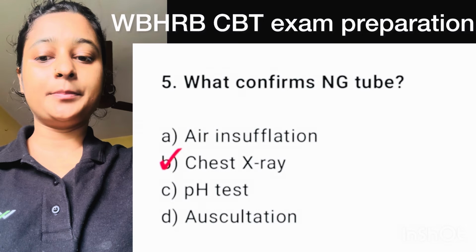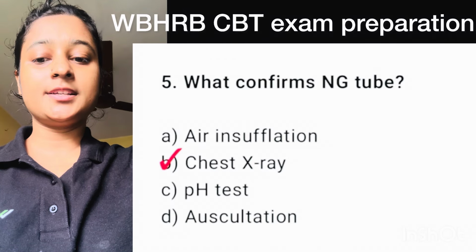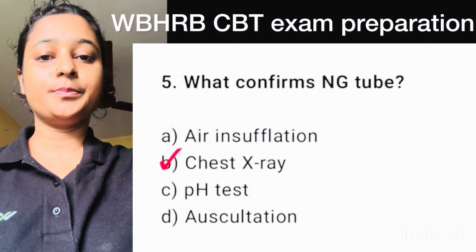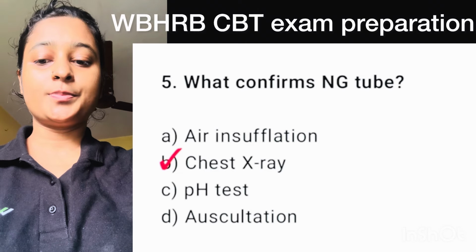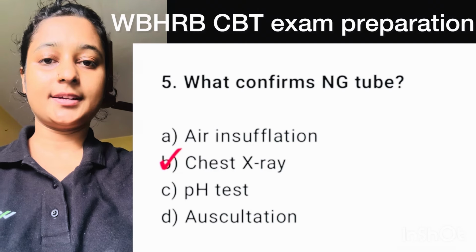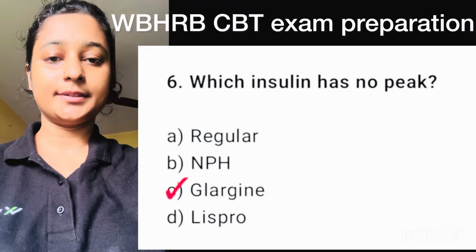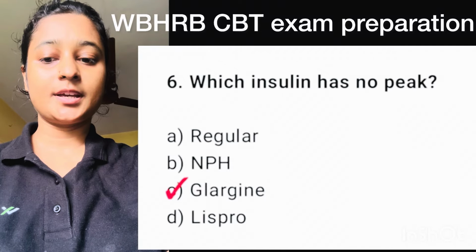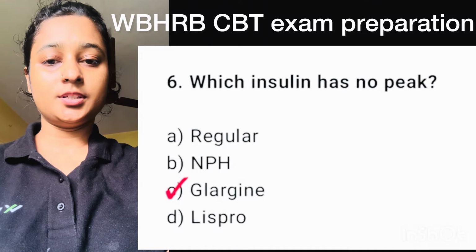Question number 5. What conform NG tube? That means nasogastric tube. Here correct option is option B, chest X-ray. Question number 6. Which insulin has no peak? Here correct option is option C, glargine.